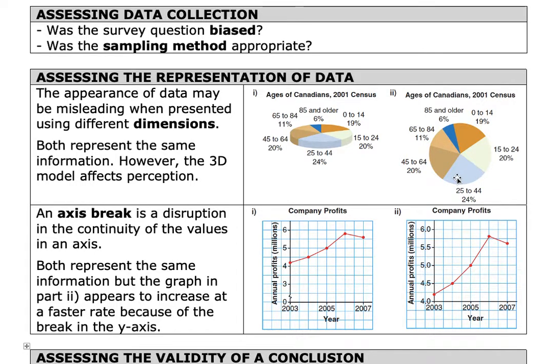So the graph on the right-hand side is more accurate in its representation of this data. Both represent the same information, however the 3D model affects perception.